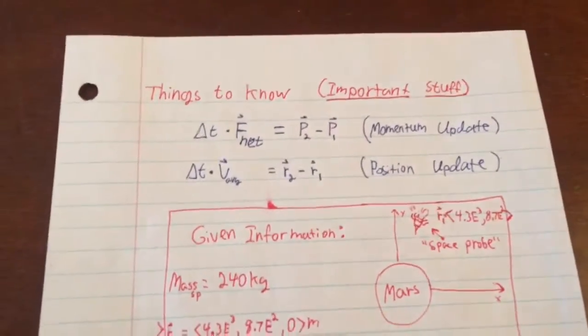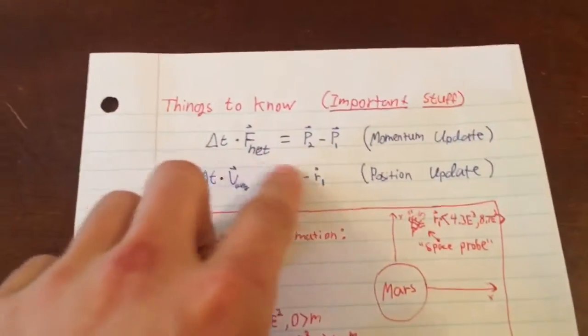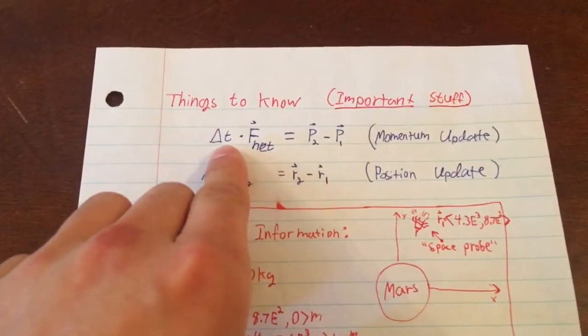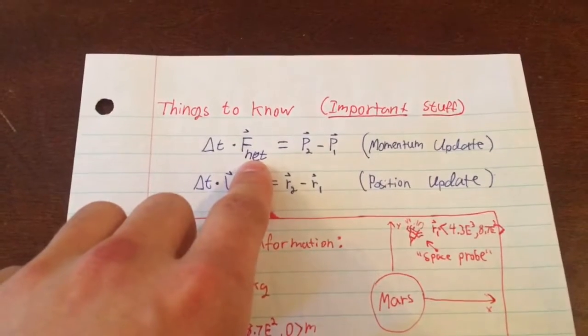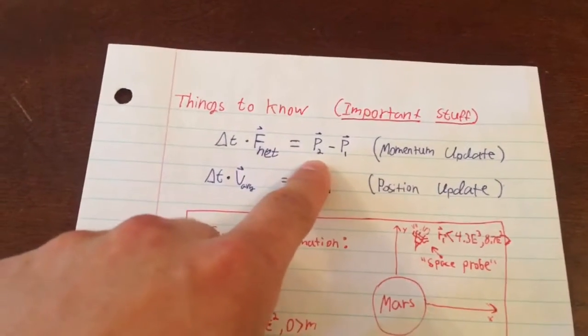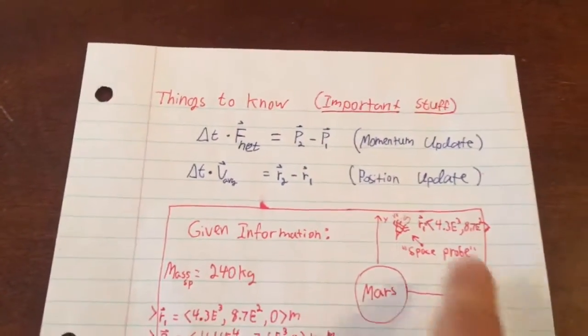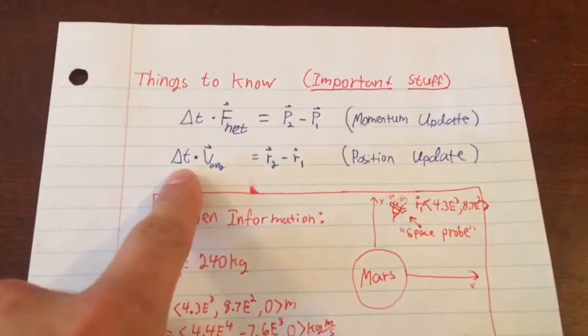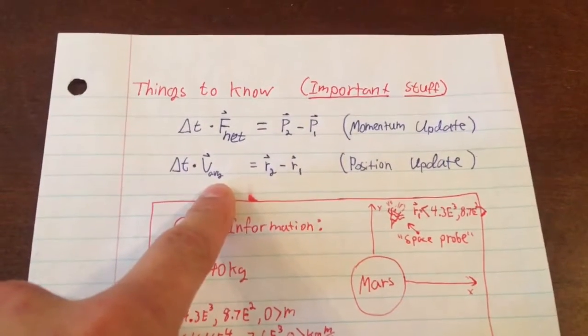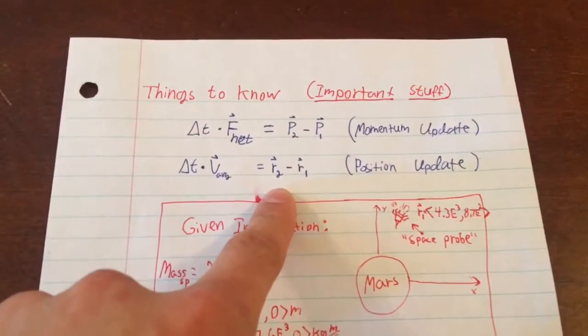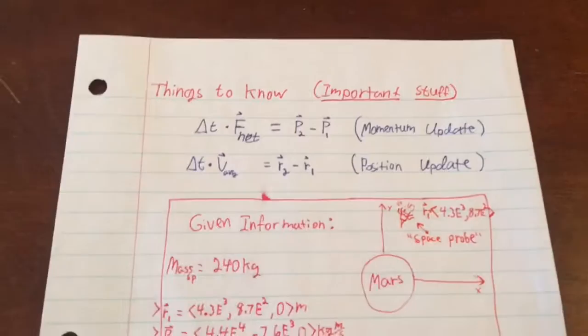So we're going to be needing to use these important formulas. We're going to need the momentum principle. We're going to need to know that the change of time times the net force is going to be equal to the final momentum minus the initial momentum. We're going to need to know the position update formula. We're going to need to know that the change of time times the average velocity is going to equal the final position minus the initial position.